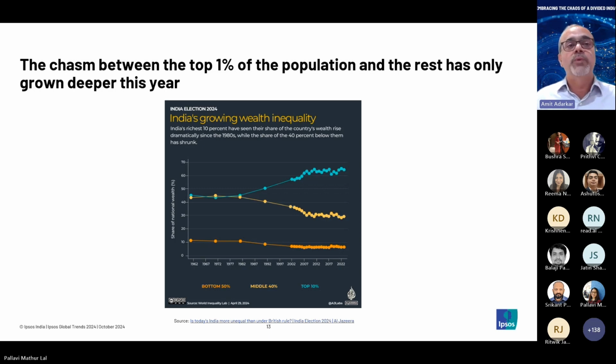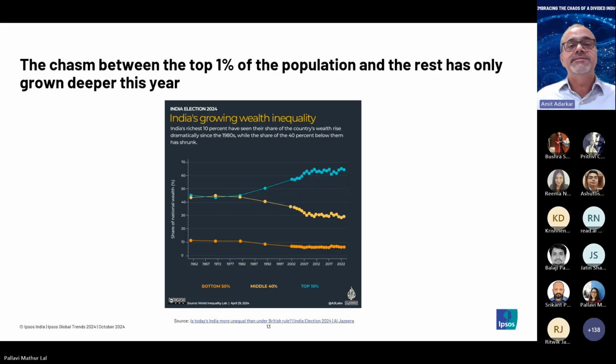This chart shows the wealth. This is the India data. So the wealth which is concentrated amongst the top, the middle, and the bottom. The top being the top 10% of wealth creators and enjoyers in India, the middle 40%, and the bottom 50%. So what is interesting, and this is the chart which obviously traces the distribution of wealth across these three classes over the last many decades.